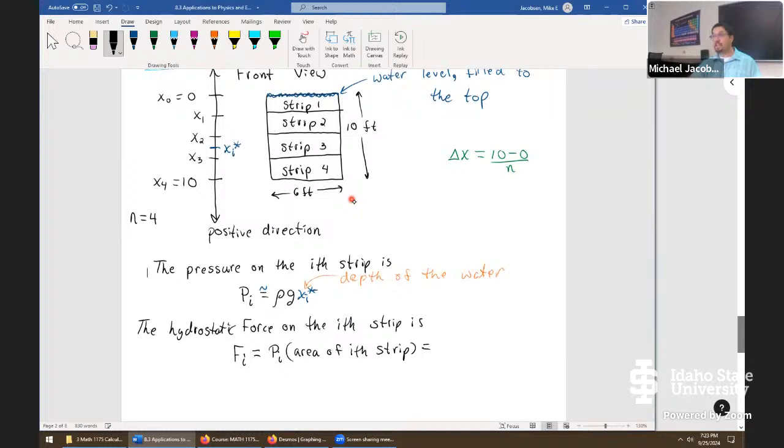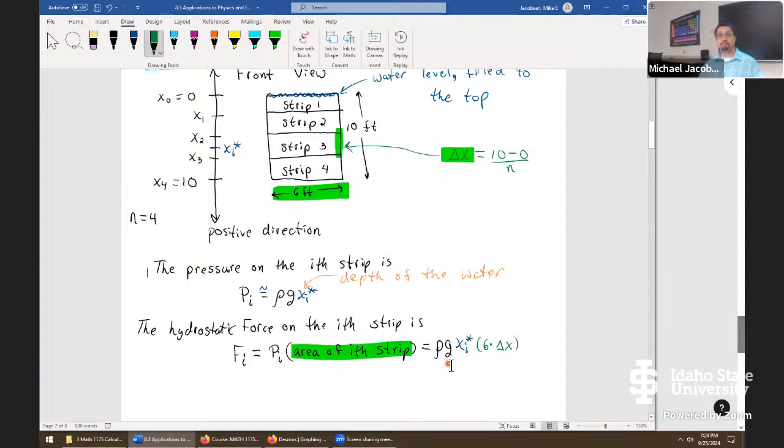If it's a different shape, we have to work a little bit harder, but not so bad to specify on this one. We can say that this is the ith pressure, it's rho g times xi star, multiplied by the area of the ith strip. We just take delta x, multiplied by the 6 feet. So let's put that in as, let's go 6 feet first, times delta x. So that's going to be the force approximately on this strip right here, the ith strip, which could be any one of these 4. Any questions at all, folks, to that step?